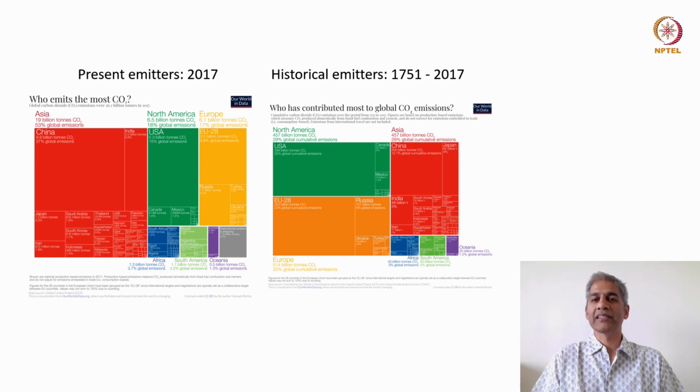If you look at the historical graph shown on the right, so who has contributed most to global CO2 emissions, we can see that North America and especially the USA has contributed about 25% or a quarter of all global cumulative emissions since 1751. China has contributed about 12.7%, and India has historically contributed only 3%.